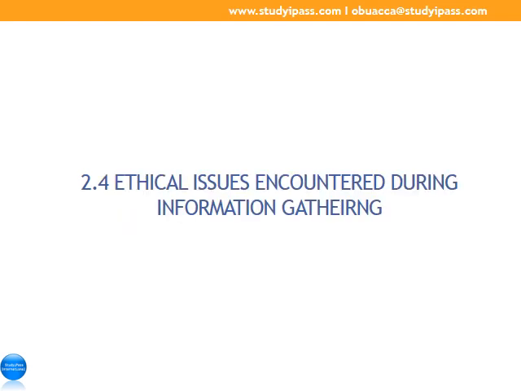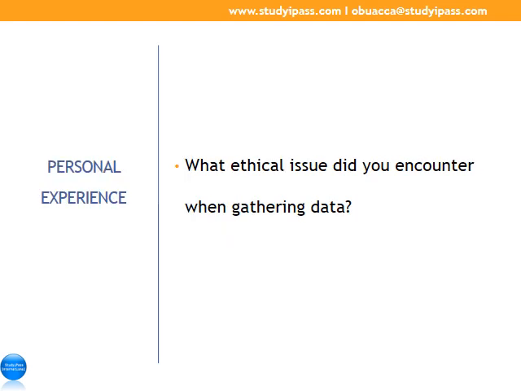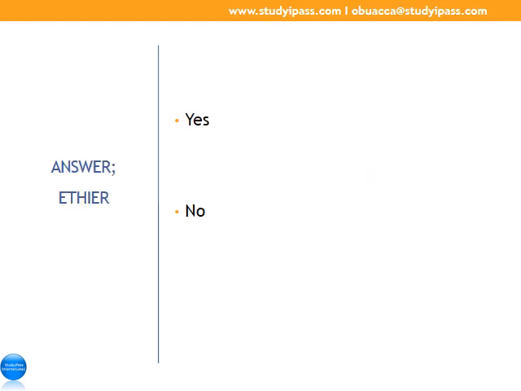The fourth component we look at is ethical issues encountered during the information gathering. The objective of 2.4 is to identify the ethical issues you encounter during information gathering. What the marker is seeking to know is whether your work is ethically acceptable. Remember, this is also a personal experience issue. So if you have encountered it, right? At the end of the day, that's what the marker wants. If you have encountered any ethical issue, they want to hear about those ethical issues you encountered. And in writing, you have to answer, did I encounter any ethical issues? It's either yes or no.